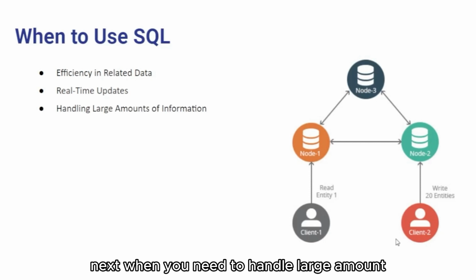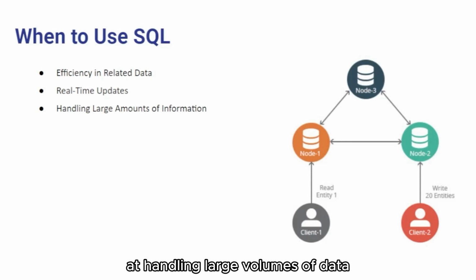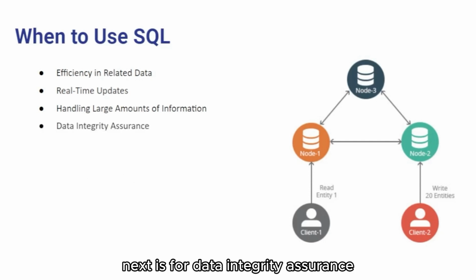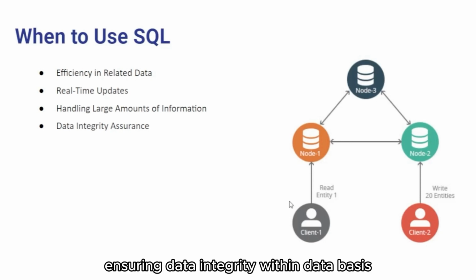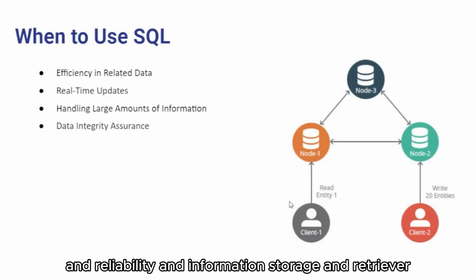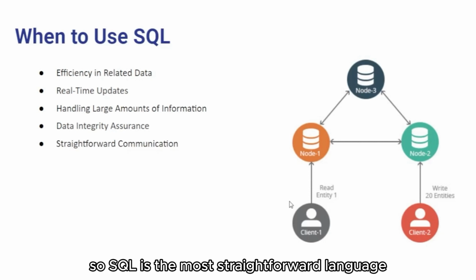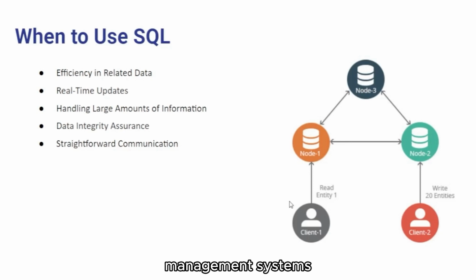Next, when you need to handle large amounts of information. SQL and relational databases are adept at handling large volumes of data, offering a centralized solution for data access and management. This provides a single, flexible point of access to information, avoiding the need to modify multiple files. Next is for data integrity assurance. SQL is excellent for ensuring data integrity within databases. They ensure accuracy and reliability in information storage and retrieval. Next is straightforward communication. SQL is the most straightforward language for communicating with relational database management systems.